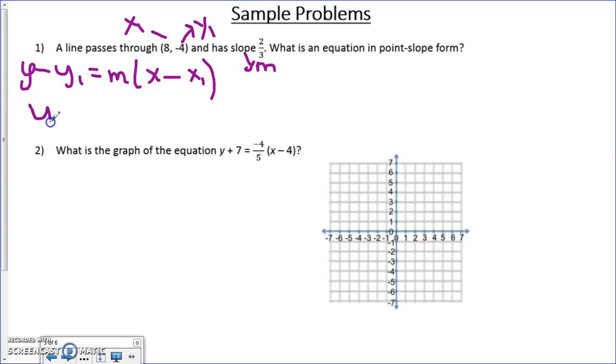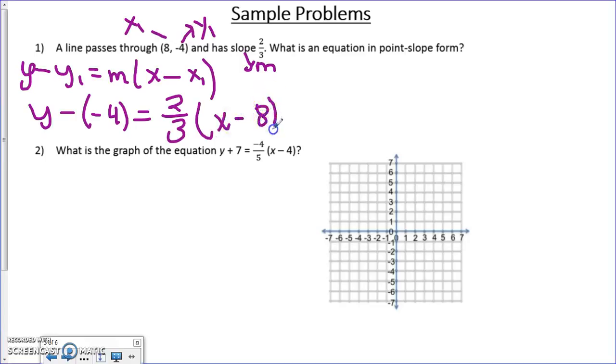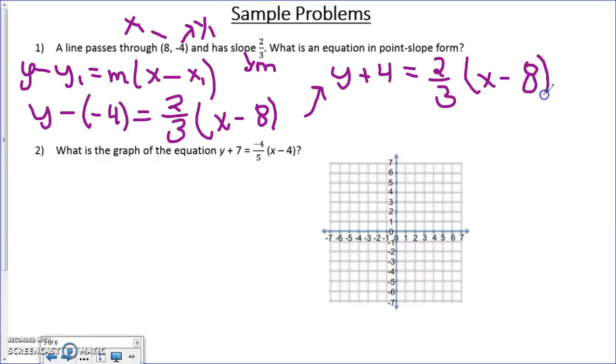Let's substitute those values in. We have y minus -4 equals 2/3 times x minus 8. And most of the time you won't have to simplify much, but here we do, because minus and negative, we don't like that. So we're going to simplify this and say the equation is y plus 4 equals 2/3 times x minus 8. That would be the equation in point-slope form.